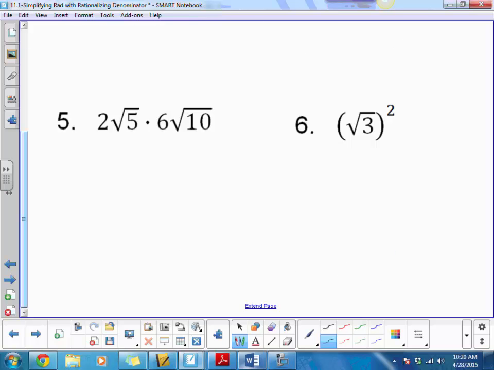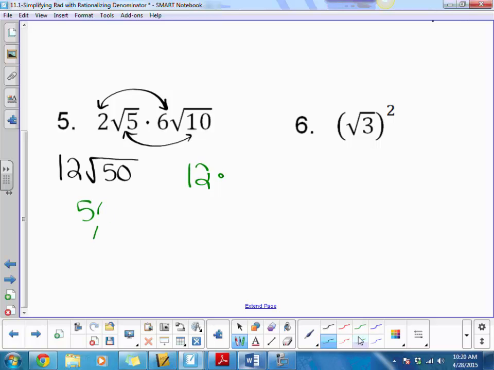I'm going to go down to example number 5. I have 2 times 6. 2 times 6 is 12. And then I'm going to multiply my radicals. 5 times 10 is the same thing as the square root of 50. Well, I don't see any perfect squares in there, so I'm going to have to use the factor method. So I know on the outside I have 12 times. Let's use the factor tree for 50. It's divisible by 5. So 5 times 10. 5 is a prime number, so I'm going to underline it. So I know that I'm all the way done with my primes.